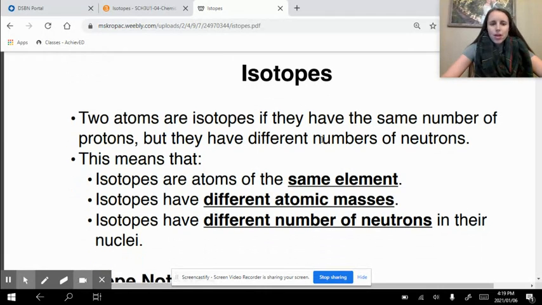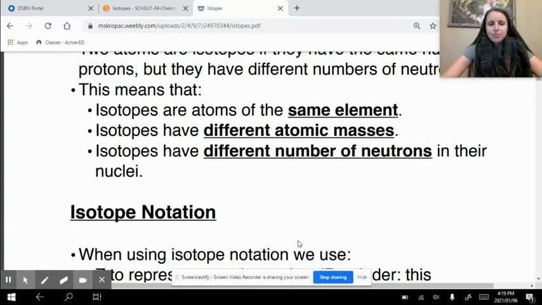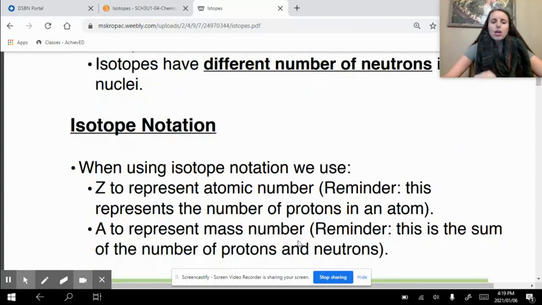So let's review that really quickly. This means that isotopes are atoms of the same element, so they're absolutely the same element, but they do have different atomic masses because they vary in their number of neutrons. Isotopes have a different number of neutrons that exist in their nuclei. So let's talk a little bit about what we call isotope notation, how we actually represent different isotopes, because we've never had to list different versions of the same element before.